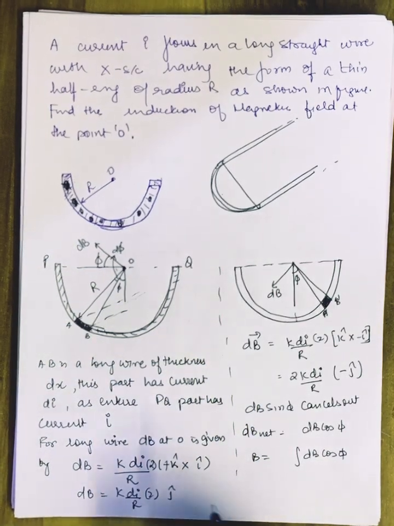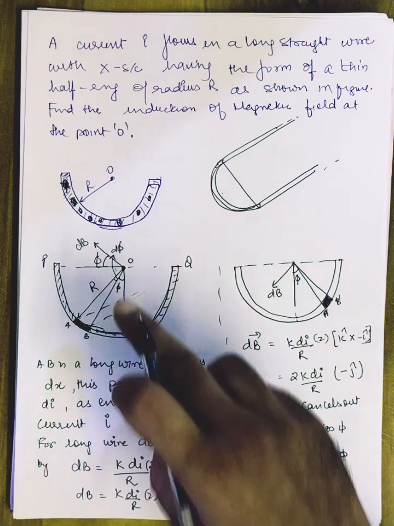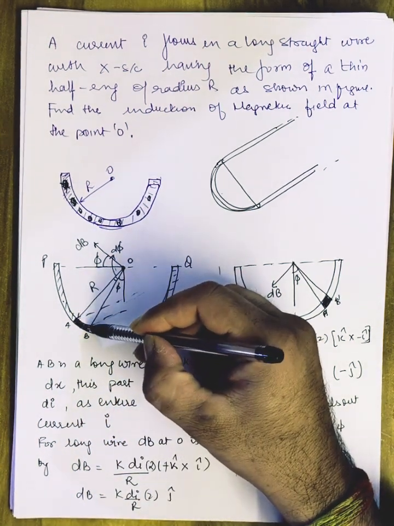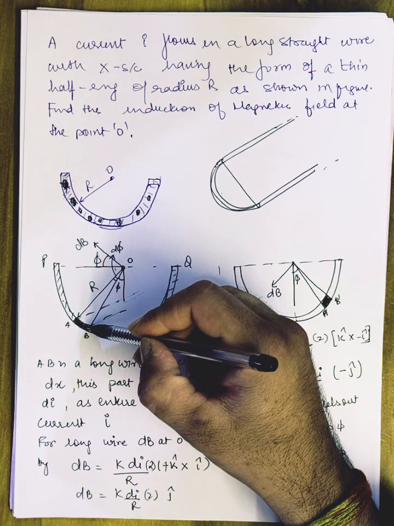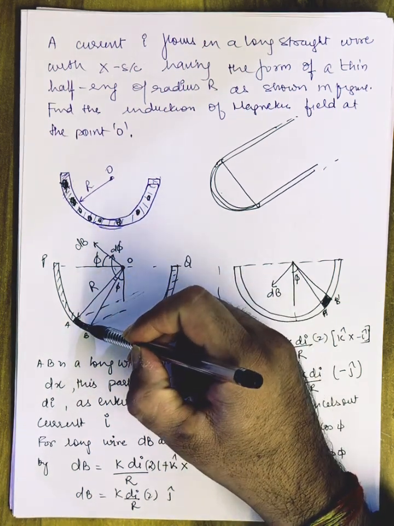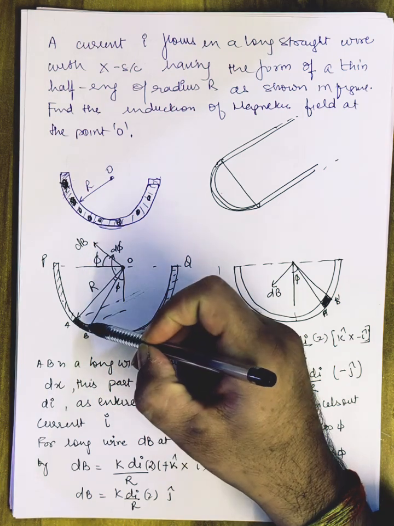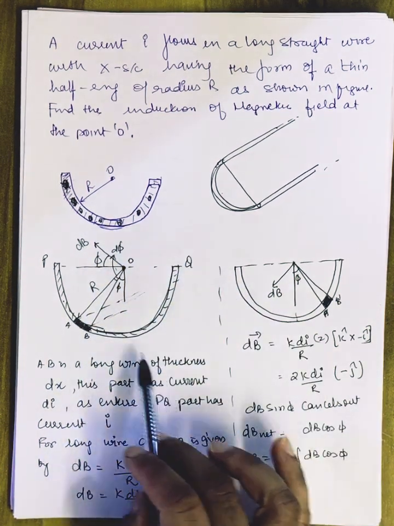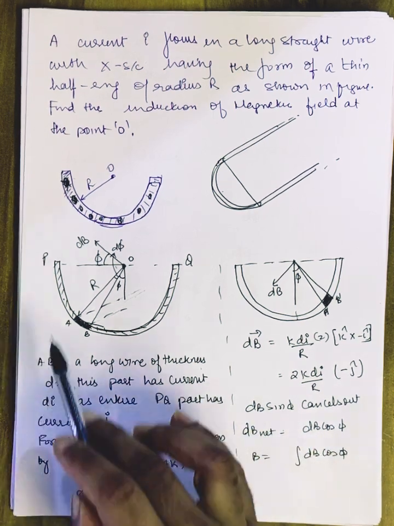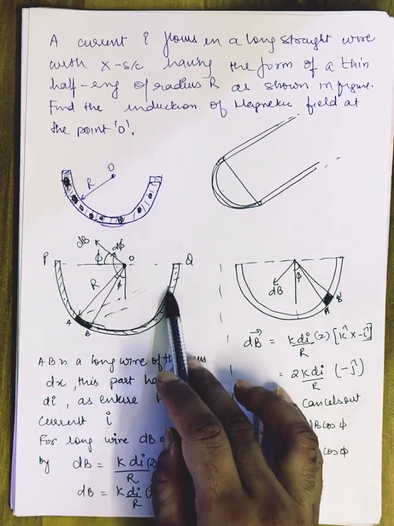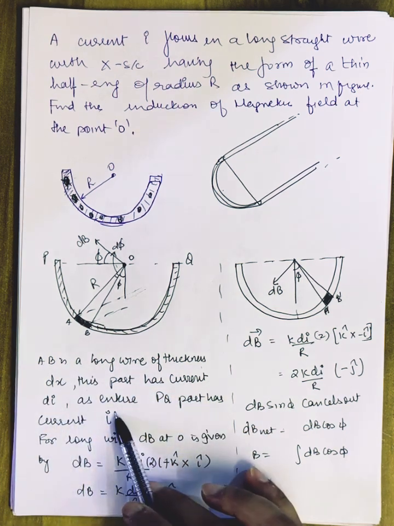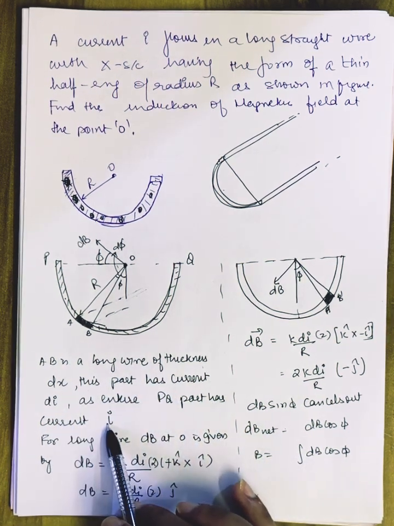So how to solve for the magnetic field at point O? First, I've taken a very small portion which will behave like a straight wire. Okay, and it's infinite, so I'll be taking a straight wire formula for it. AB is a long wire of thickness dx. This part has current dI, because the entire current is I. If I take only a small part, it will obviously have current dI, as the entire PQ part has current I.